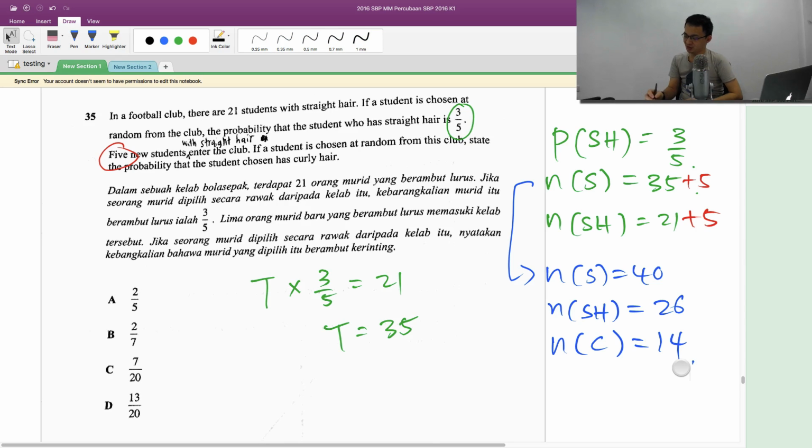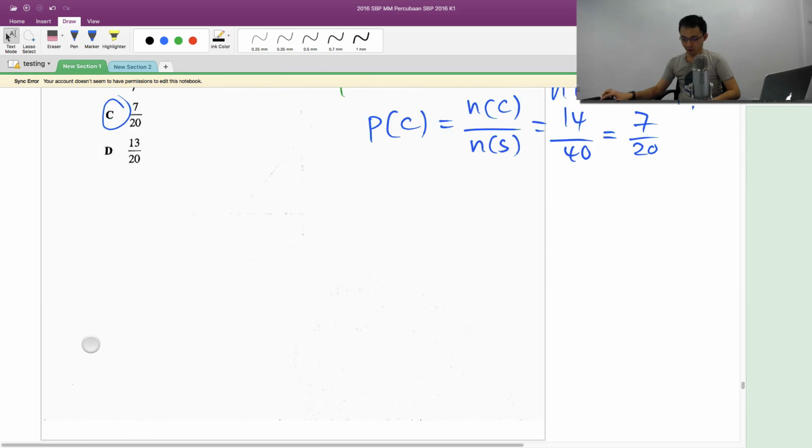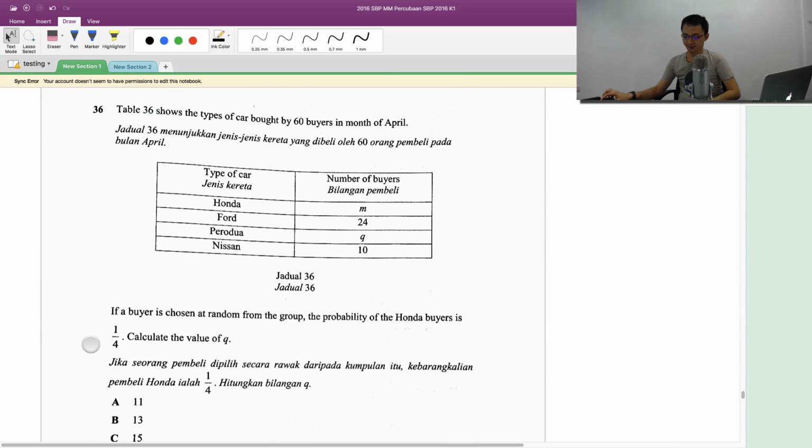Because now the question asks me to find the probability of curly hair. So I will use number of curly hair divide by number of sample space, which is total. So I have 14 over 40. So I simplify, it is 7 over 20. So answer is C. Alright, because if you assume there's some other type of hair, there's no way you can solve this one. Okay, so yes, let me move on to 36.